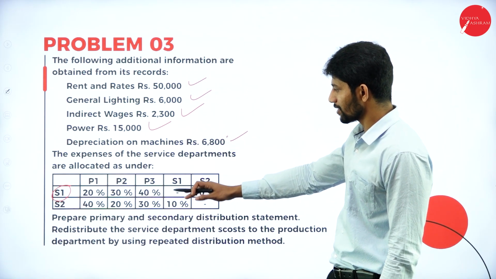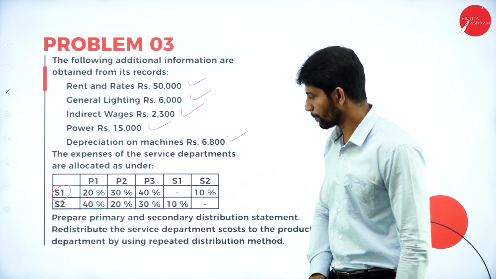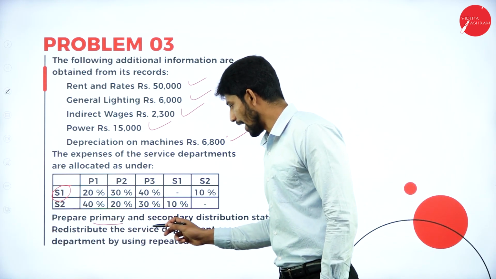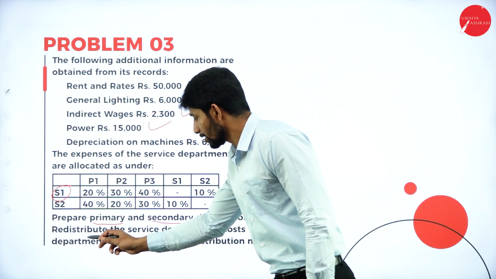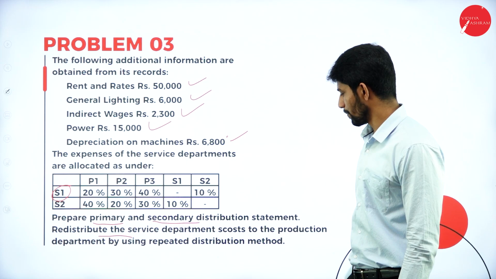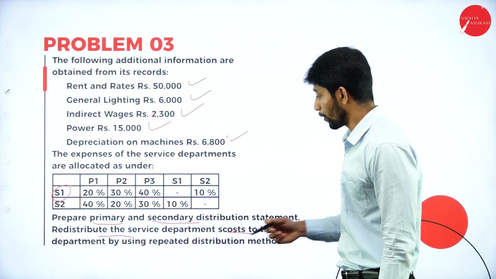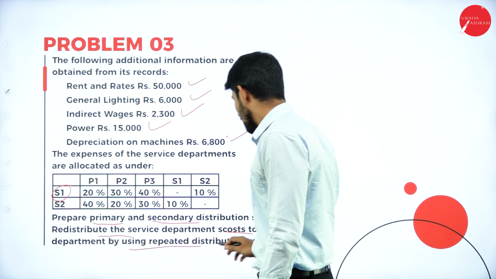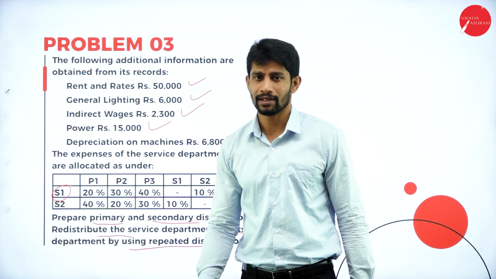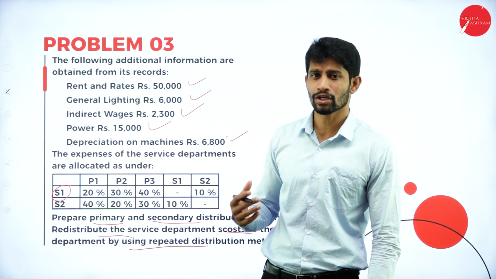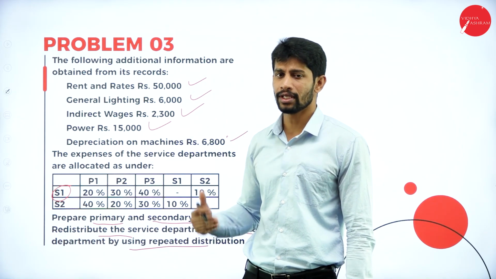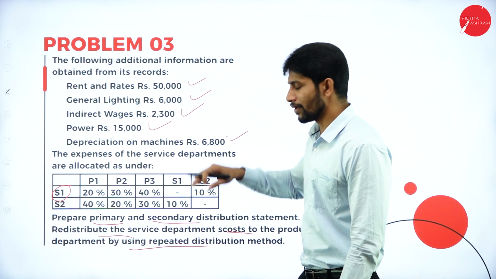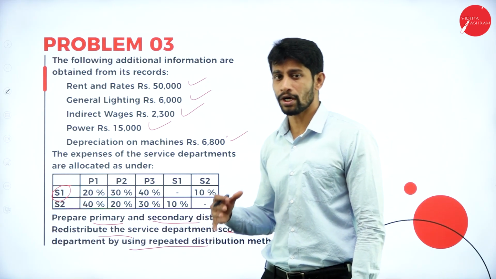So by using this information, we are supposed to prepare the primary and secondary distribution statement, and redistribute the service department costs to the production departments by using the repeated distribution method. That means until we get 0 with respect to service departments, we are supposed to redistribute the expenditure which is relevant to service departments. So I'll explain how to do it.